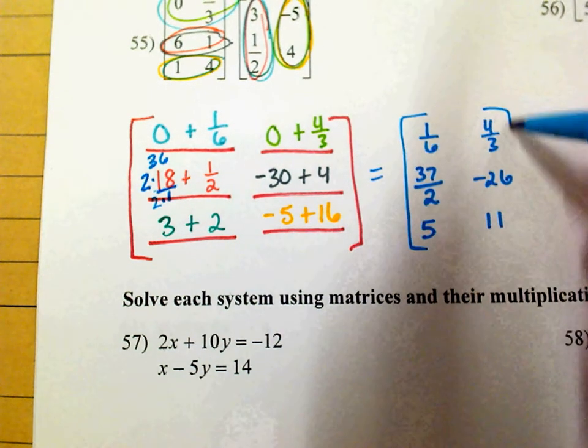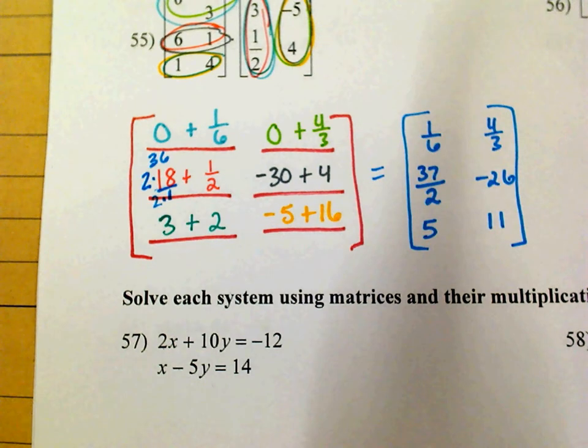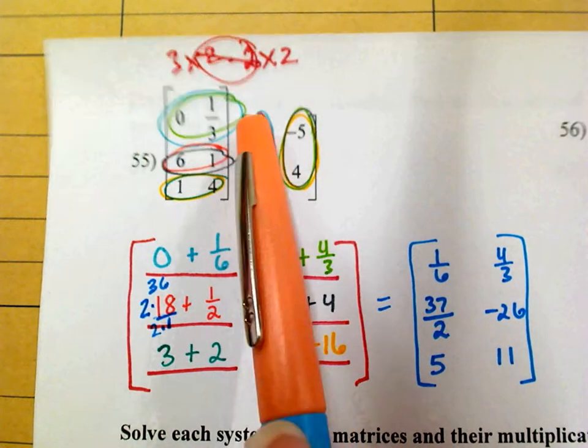So when we multiply row by column, row by column, you just multiply the first and the second terms, and then you just add them together.